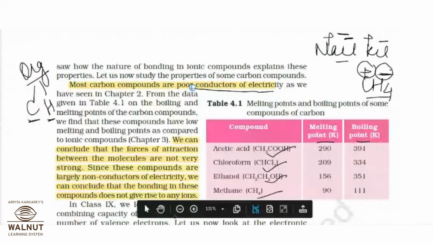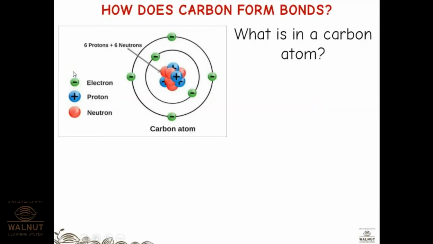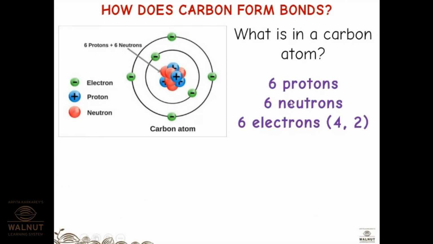Okay, so I'll just start with the PPT. Now, what is in a carbon atom? If you see in this diagram, this is the shell structure of the carbon atom, which contains electrons, protons, and neutrons. Carbon has 6 protons, 6 neutrons. So 6 plus 6 gives you 12, and that is how you land up at the atomic mass of carbon. You write it as 12, right?